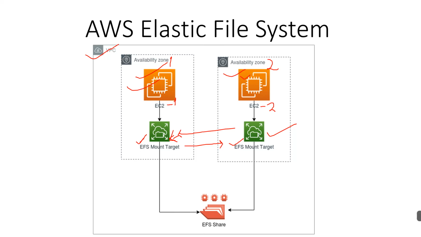And one thing you have to remember: you can use AWS Elastic File System only on Linux servers, right? It supports only Linux. And we have to whitelist the port, that is the NFS security group, the network file system security group, then it will work. So let's go and see the demo.